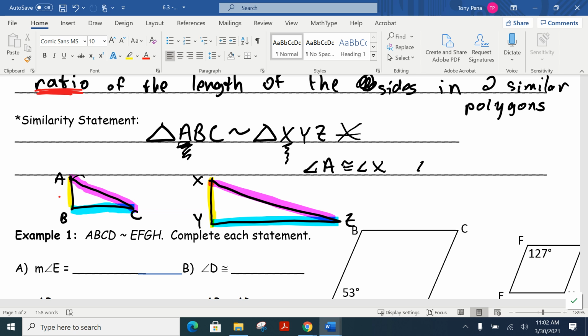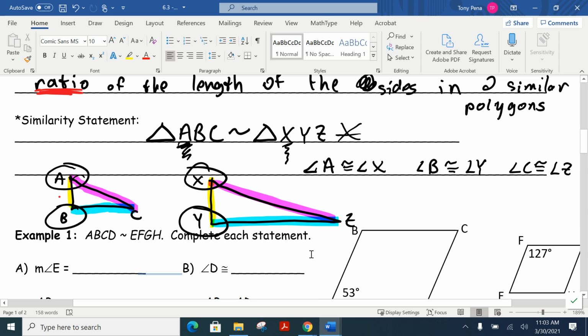So if we then just go with that line of thinking, doesn't angle B have to be congruent? B is second. It would have to be congruent to angle Y. And we can see that in the visual down here as well. A and X corresponded to each other. The B and the Y corresponded to each other. And then the last one, angle C, would have to be congruent to angle Z.